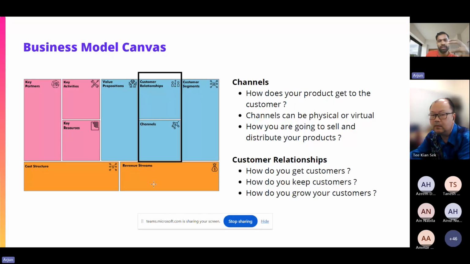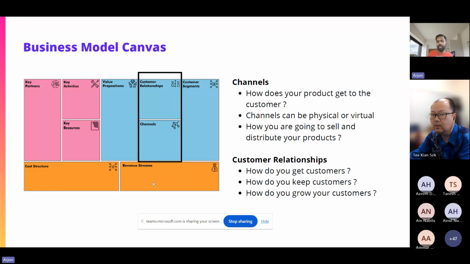And then channels and customer relationships. Channel: once you have identified who your customer segments are, now you need to think about how to get your product to your customer. How are you going to sell this? How are you going to distribute this? In which medium are you going to sell this? Whether you are going to sell it physically or virtually. Physically means you set up a shop in your city, you set up a shop in a shopping mall, and then you stack all the products and you sell it.